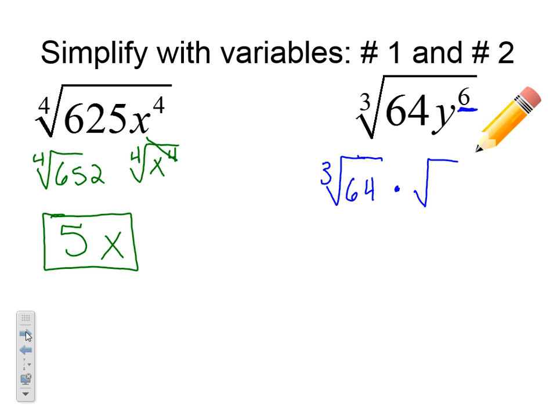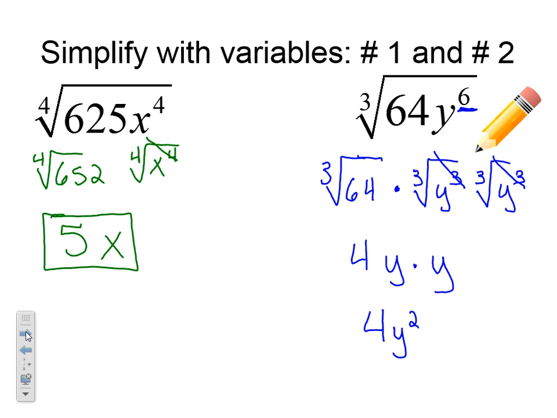So I'm going to take the cube root of y to the third and the cube root of y to the third, because I can break those apart, because 3 plus 3 equals 6. So here the cube root of 64 is 4. These are going to cancel, so I'm going to get y times y. And I can simplify this. Y times y is y squared, so I get 4y squared.